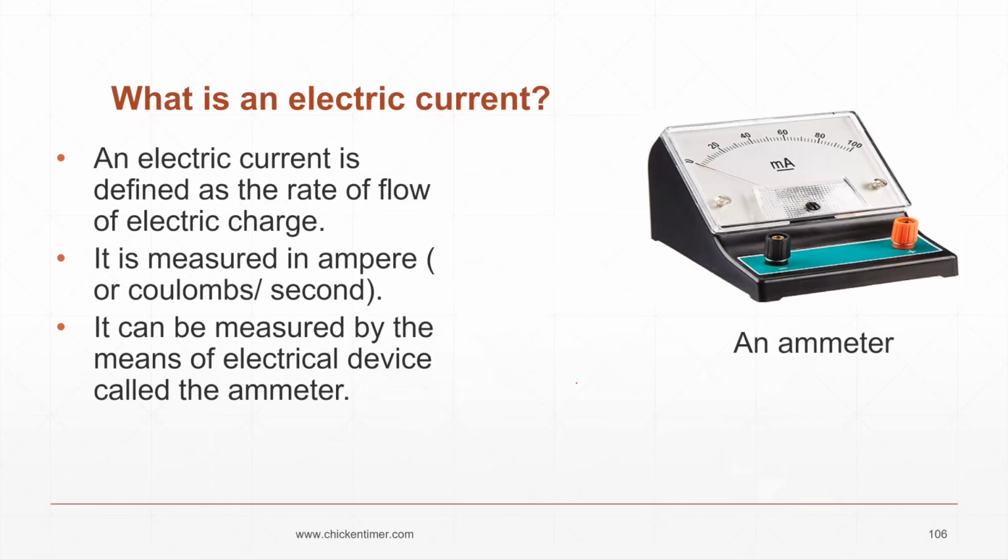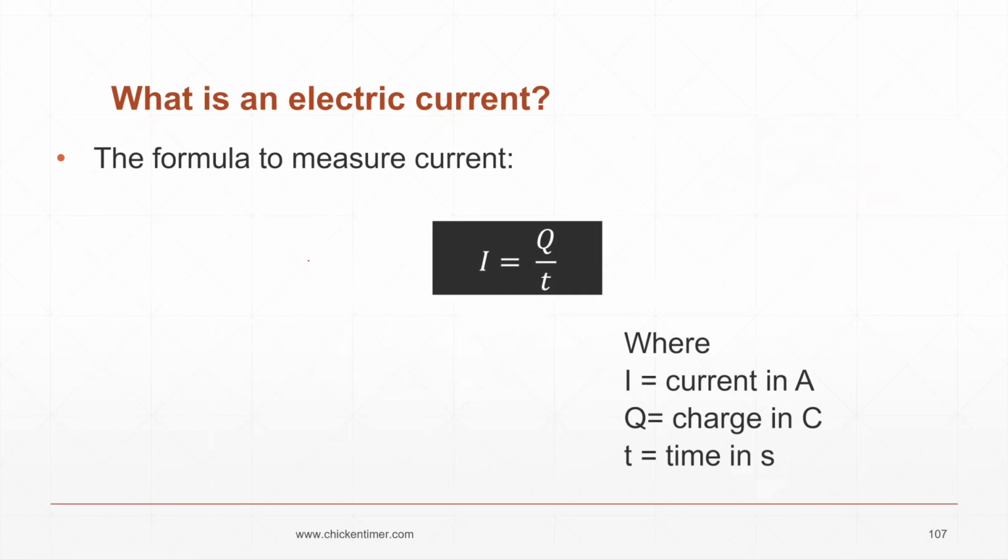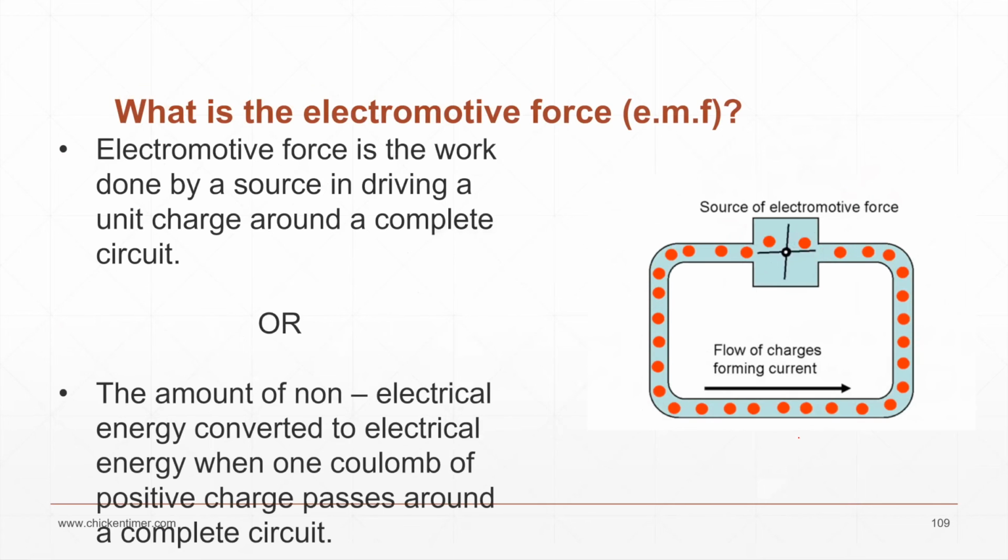If they ask you what is the electric current, they can ask you for the definition. Then the SI unit is ampere, and it's measured by an ammeter. Calculation is very important. So current is charge over time. Charge is in coulombs. Then electromotive force, they ask you for a definition. The definition is this one.